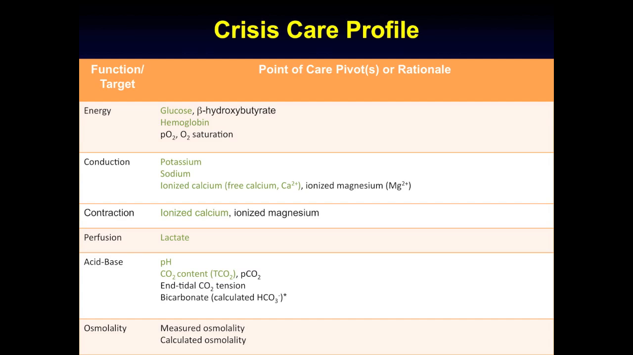Slide 30 shows you how we've organized functions and targets as part of the crisis care profile into divisions such as energy, conduction, contraction, perfusion, acid, base, and osmolality. And then to the right, we've listed the tests that are of relevance in each category. The tests indicated in green are what is known as CLIA-waived in the United States. And we will show you in the next slide even more categories and more tests that fulfill the role of determining function and allowing evidence-based medicine to be performed at the site of need.